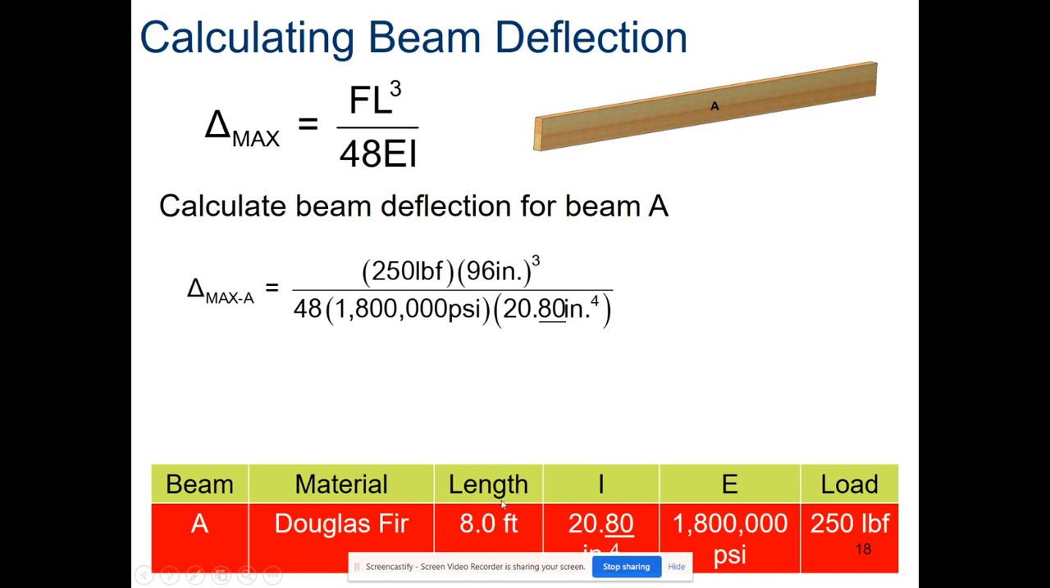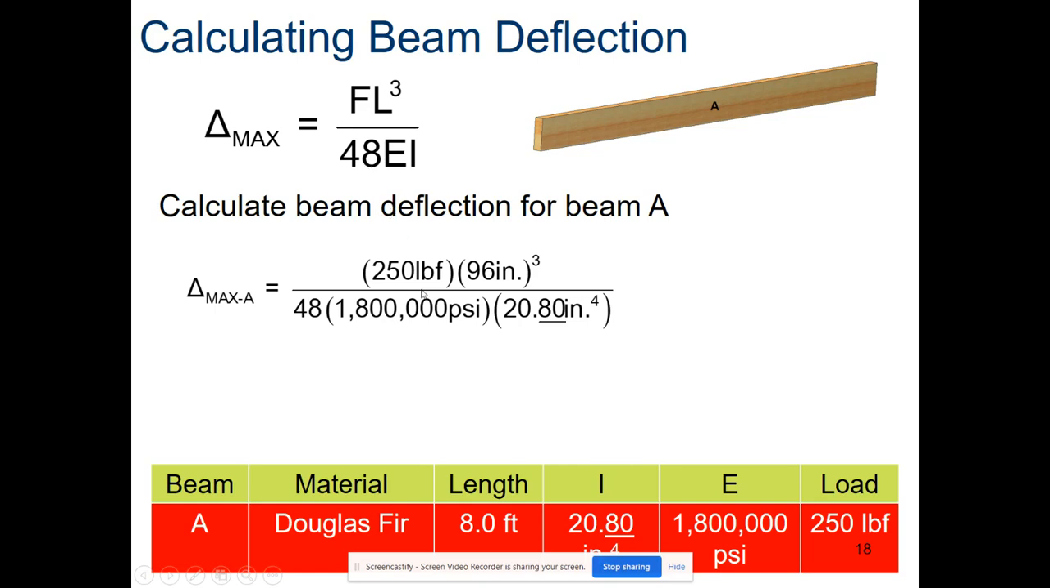And then our length we said was 8 feet. And so again, we have to convert that into inches. So 8 feet is 96 inches. That's 8 times 12. And so we're going to do the length cubed. So we're going to get 96 inches cubed. And then down here in the denominator, we have 48. That's just a constant as part of the formula.